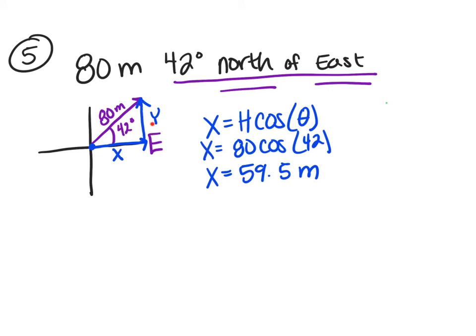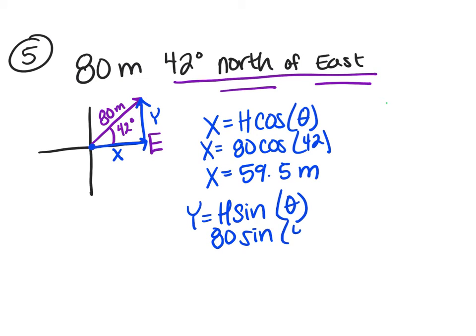For y, on the other hand, we're going to use sine because it's opposite, or across from, that 42 degree angle. It's not touching it; its two corners are not that 42. So for y, we're going to have our hypotenuse times sine of our angle, so it'll be 80 sine 42. When we type that in the calculator, we get an answer of 53.5 meters. We're also going to leave this positive because it is headed north, and north is going to be a positive vector. So, on to question number 6.